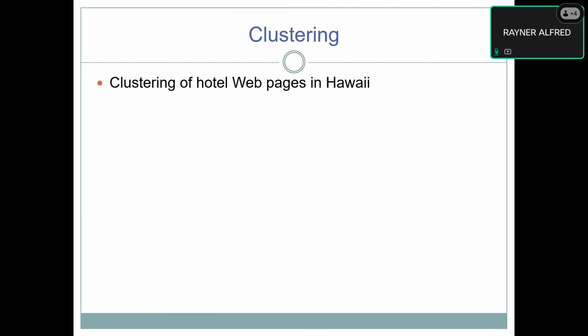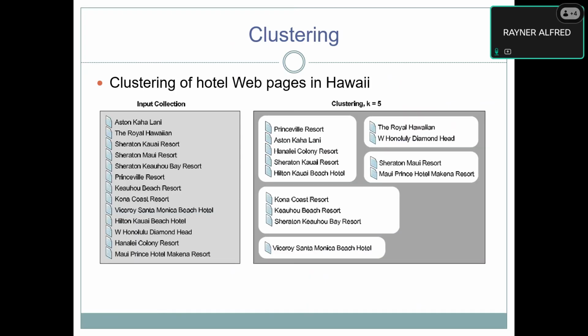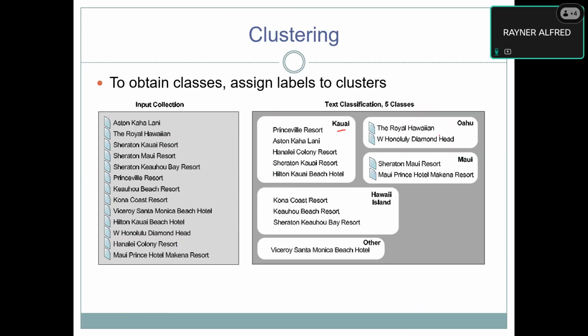For example, this is just an illustration. We want to cluster the hotel web pages in Hawaii. So we have the input collection, and if we have k equal to 5, meaning 5 clusters, each of the clusters can be renamed. So we have this additional name, which could be the label for this particular cluster. Each individual cluster will have an individual newly generated label here. But the process that we want to look at is, how do we form the clusters here?